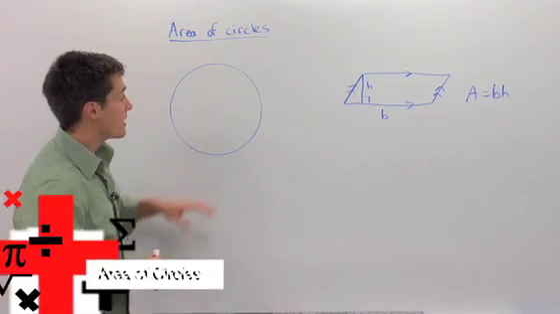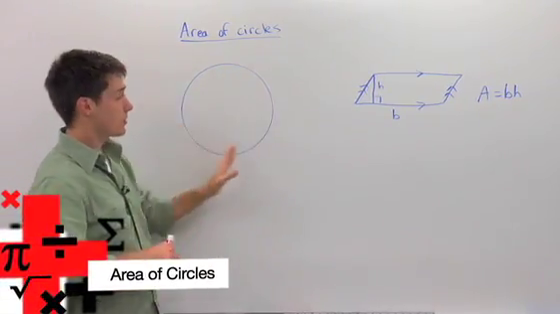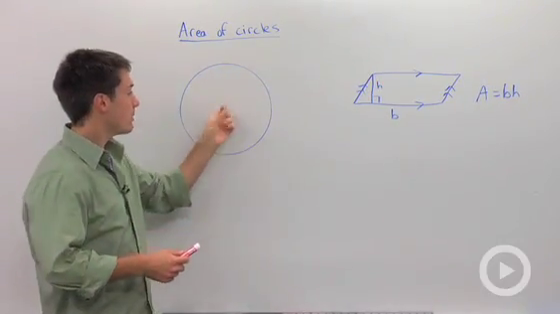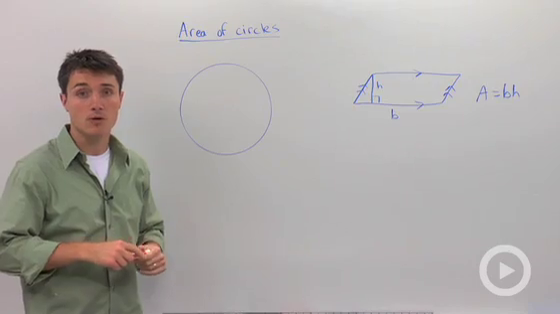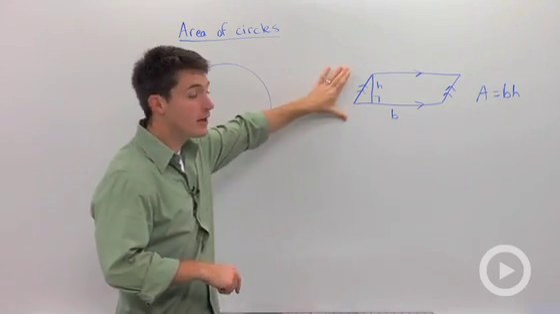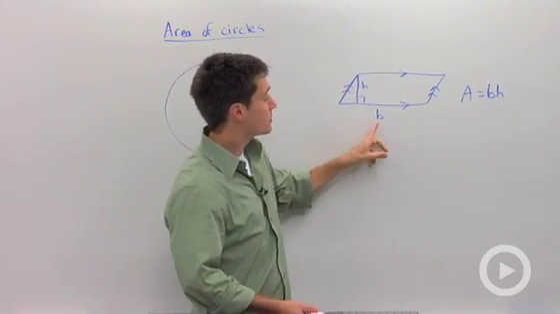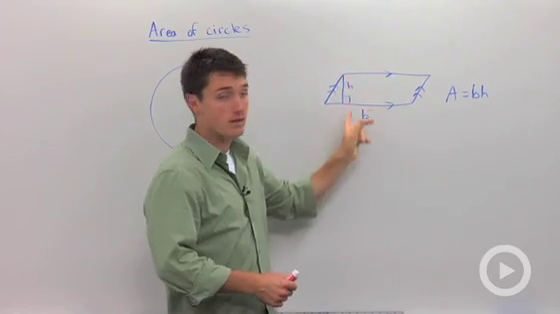If we want to find the area bound by a circle, we're going to have to chop this up into pieces of something that we know. And we know the area of a parallelogram is equal to its base times its corresponding height.